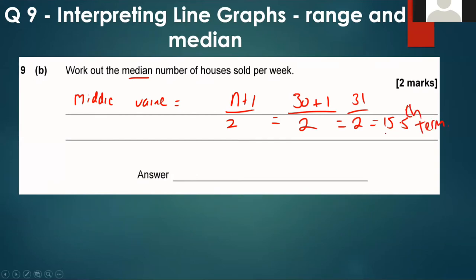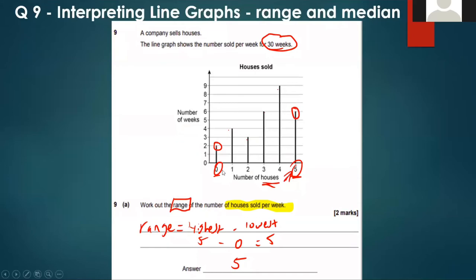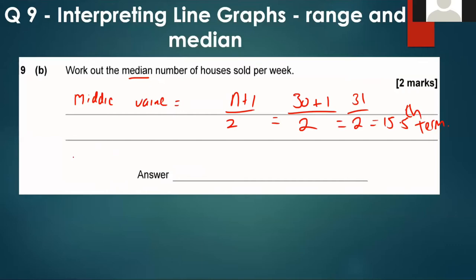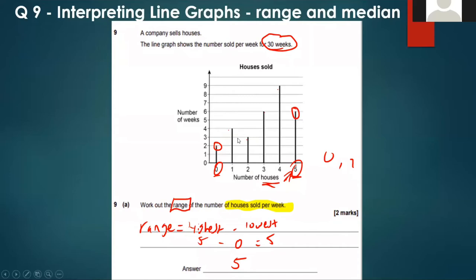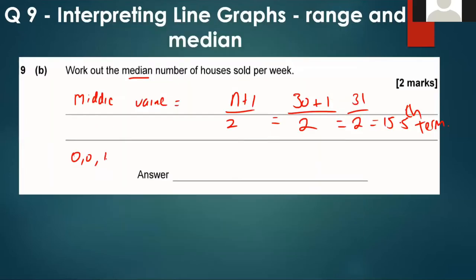Now, what I mean by the 15.5 term, you have to put them in order of the values. So you order the values that you've got. So how many zeros have you got? And you don't just put 0, 1, 2, you put how many of them you've got. So you've got 2 zeros. This might take a bit of time, but you'd write 2 zeros. How many ones have I got? Well, I've got 4 ones. So 1, 2, 3, 4. How many twos have I got? Well, the number of twos I've got is 3. So I write 3 twos.